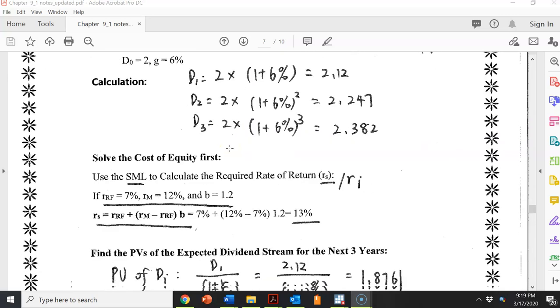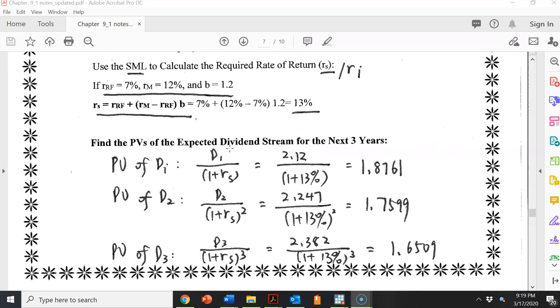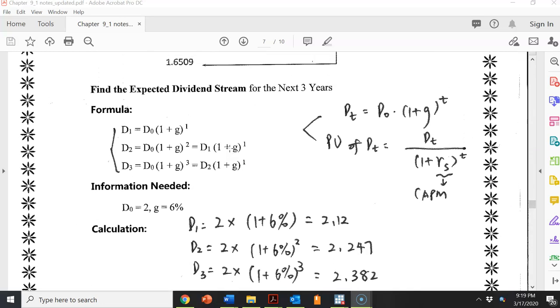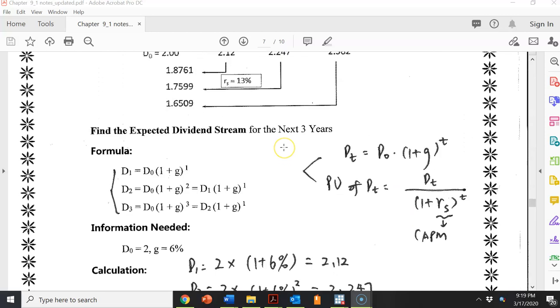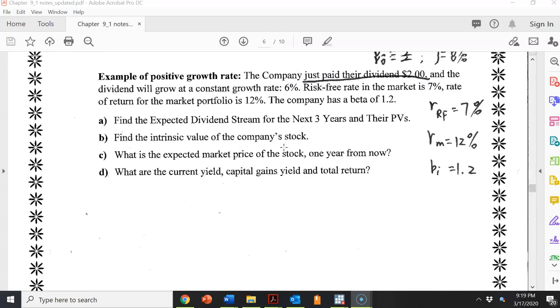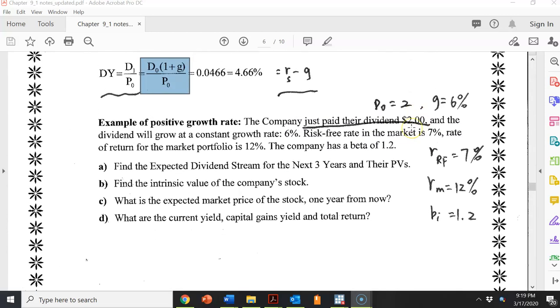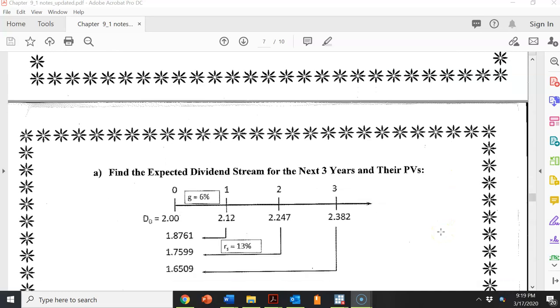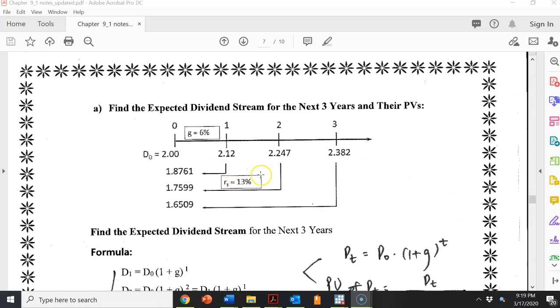For the first, okay, excuse me. So RS is actually not given here in the question. Okay, the first step is to solve for RS. We know D0 and G, we don't know RS. However, we know RRF, RM, and beta. We can use these 3 measures and the CAPM model to solve for RS. Okay, in order to discount all these dividends, we need to solve for RS first and then discount them one by one.